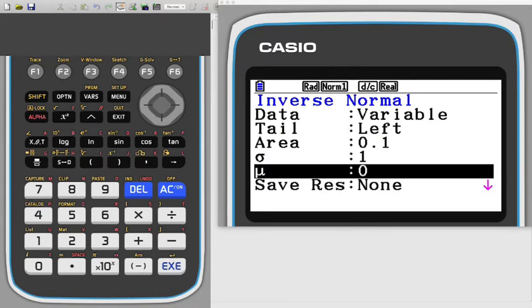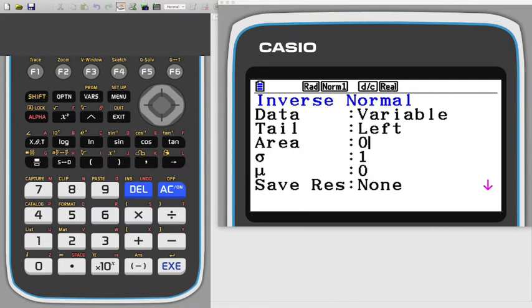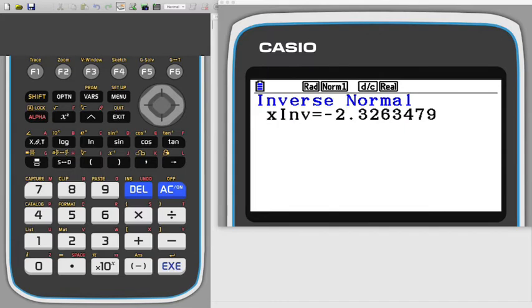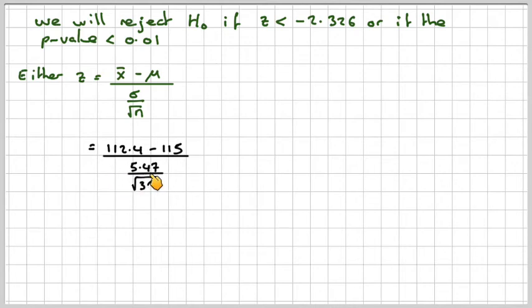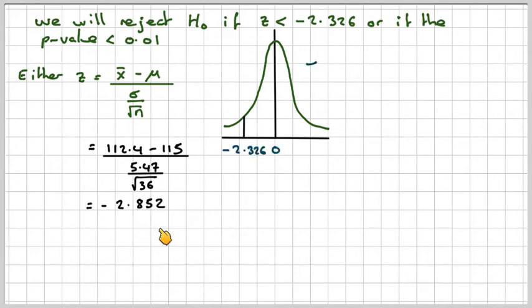It's a slight mistake because that's 10%, so I need to make the area 0.01, so don't make that mistake. Enter, okay, that's better, minus 2.3263, which is the same value that we got here. Okay, so either we calculate the z value, which is x bar minus the mean over the standard deviation over the square root of n, which would be 112.4 minus 115 over 5.47 over the square root of 36, which will give you minus 2.852.